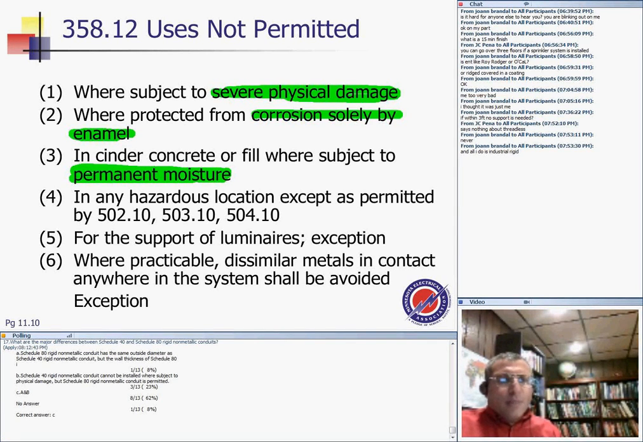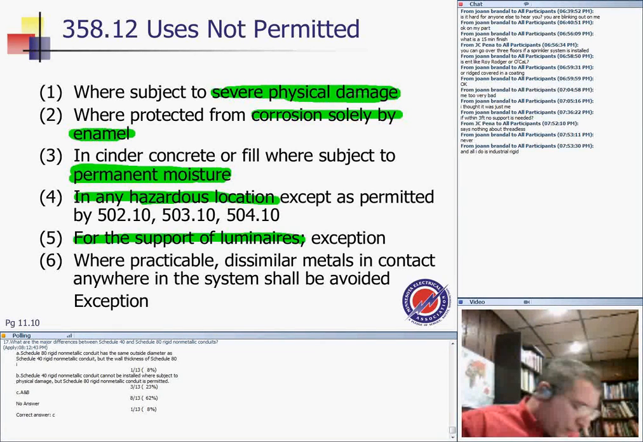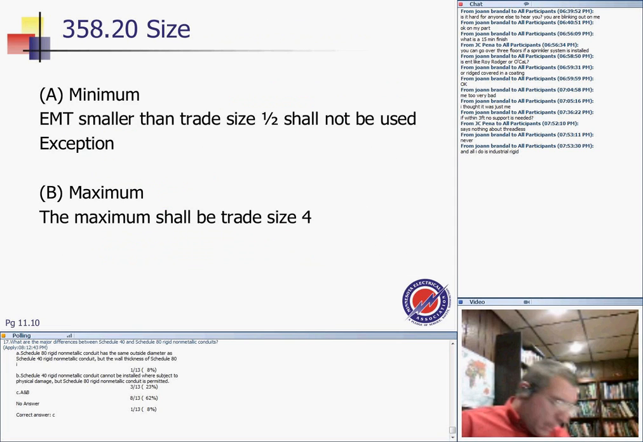In this location, no. Some exceptions, obviously: I can use it to carry an intrinsically safe system. Conduit for an intrinsically safe system. There are some exceptions. Support of luminaires and equipment: conduit larger than the largest size, and so on. For luminaires or other equipment, except conduit bodies no larger than the largest trade size, so you can support conduit bodies. Okay, they have an exception, guys.